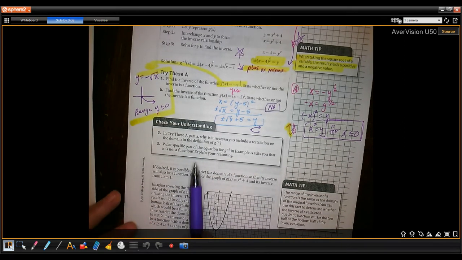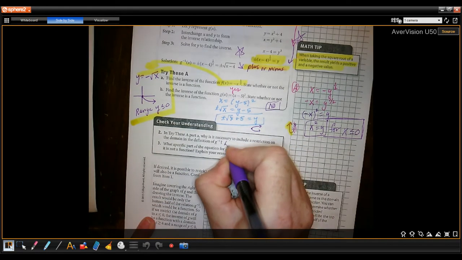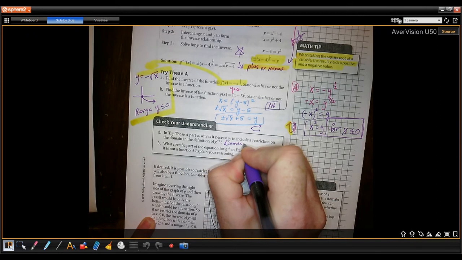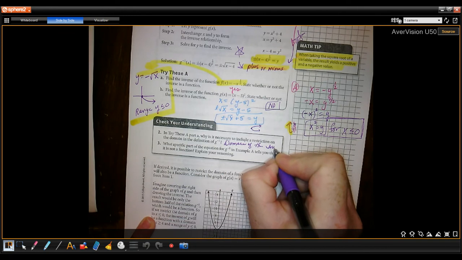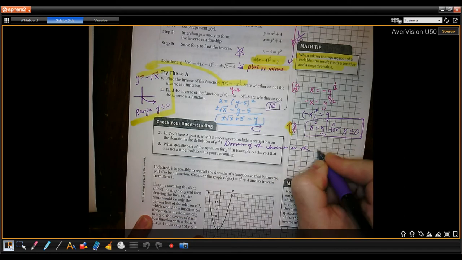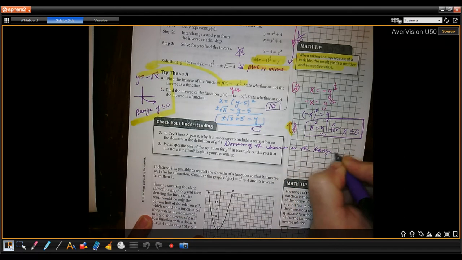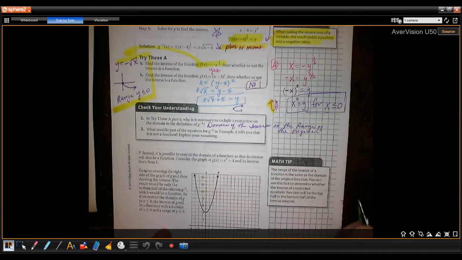Next one, number 2. In try these part A, why is it necessary to include a restriction on the domain of the definition of the inverse? Right? So why is it important? Because the domain of the inverse is the range of the original. Hopefully you guys can read that. It feels kind of small. I'll zoom in, I guess.